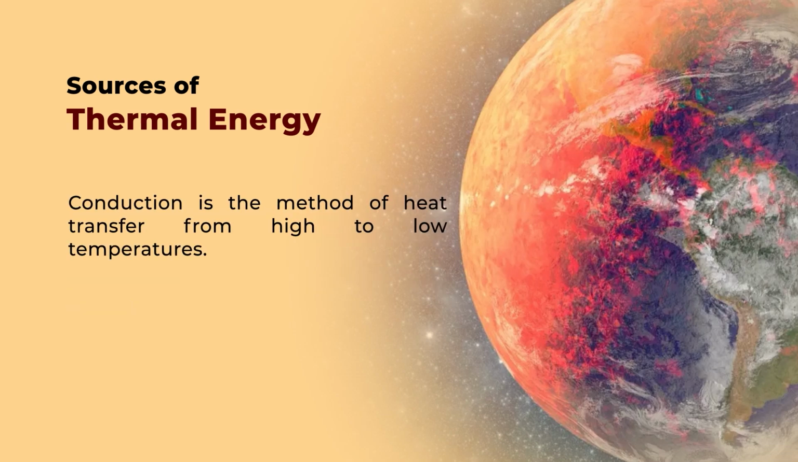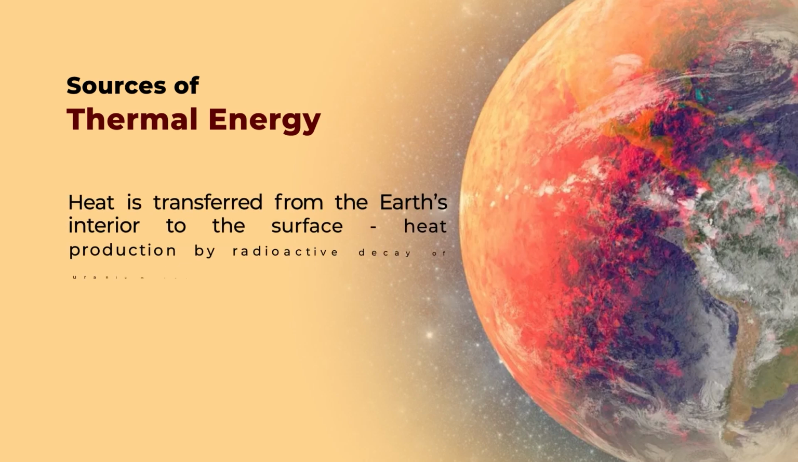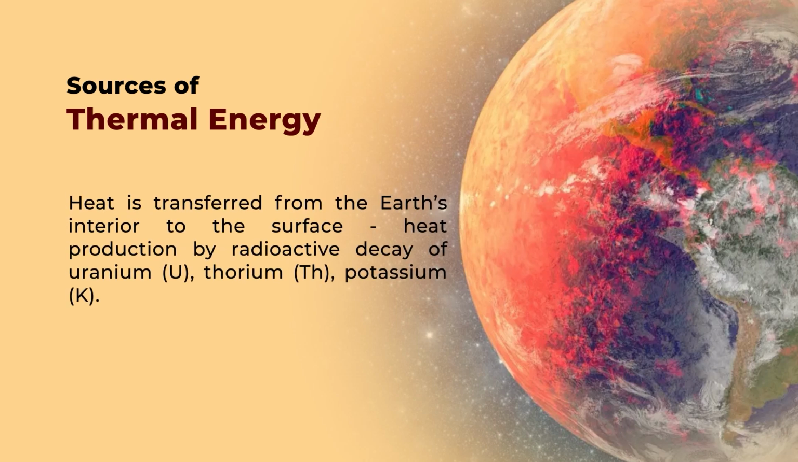Now, how does the conduction of heat take place? Conduction is the method of heat transfer. Heat transfer takes place through conduction and it takes place obviously from higher to lower temperatures. Now, heat is also transferred from the interior of the earth to the surface by the production of heat due to radioactive decay of uranium, thorium and potassium. These are the high heat producing elements.